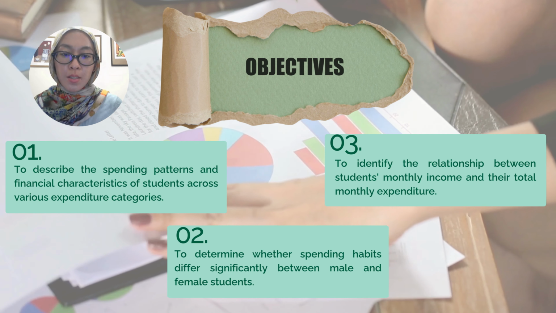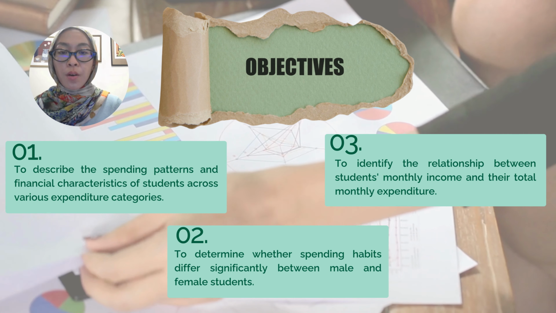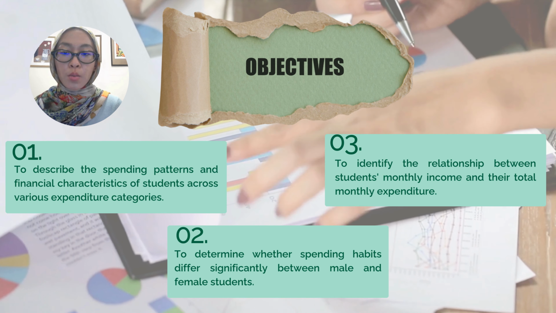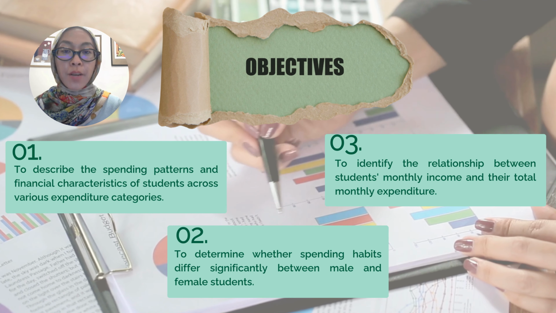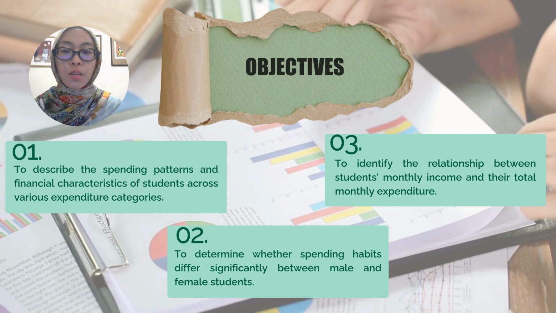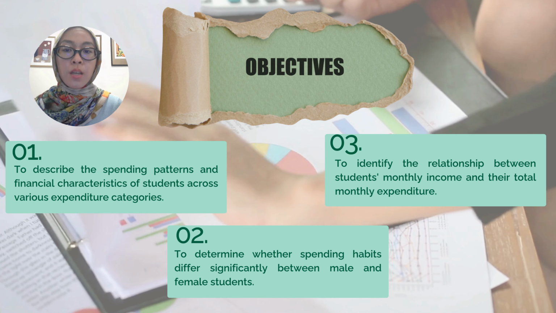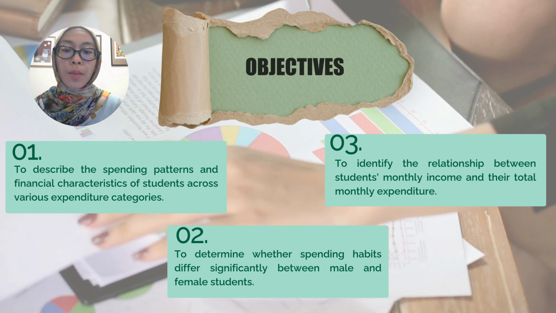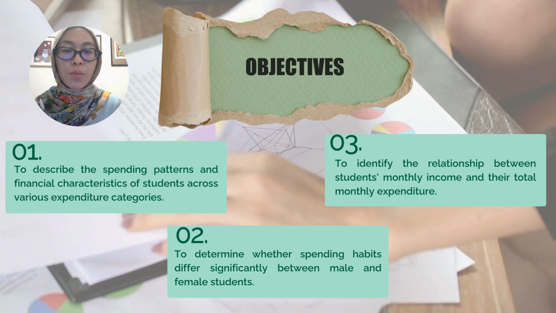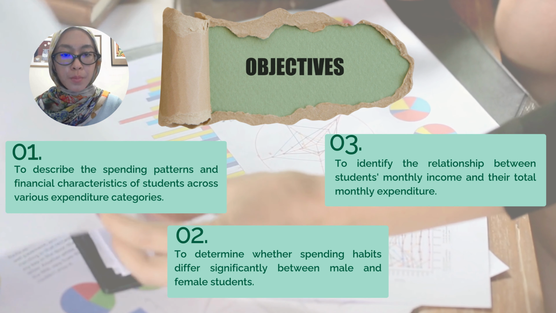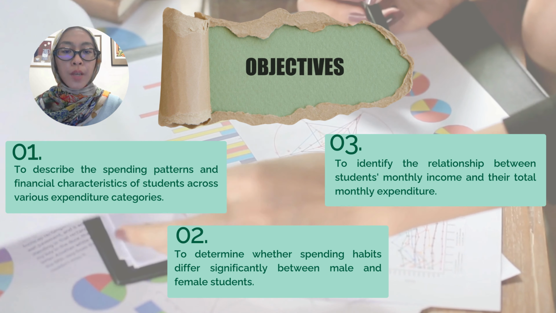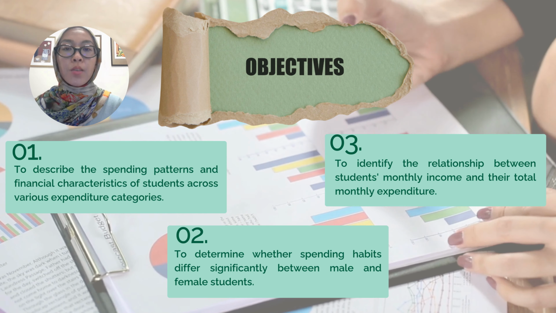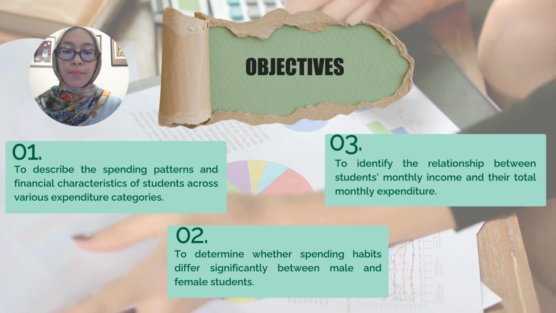2025653202. So the objectives of our study are as follows. Firstly, to describe the spending patterns and financial characteristics of students across various expenditure categories. Secondly, to determine whether spending habits differ significantly between male and female. And the last objective is to identify the relationship between students' monthly income and their total monthly expenditure.